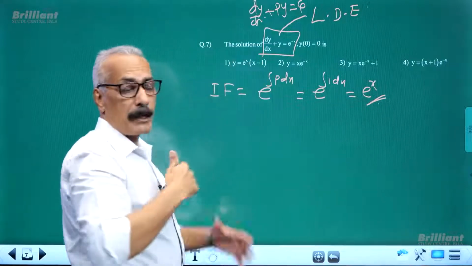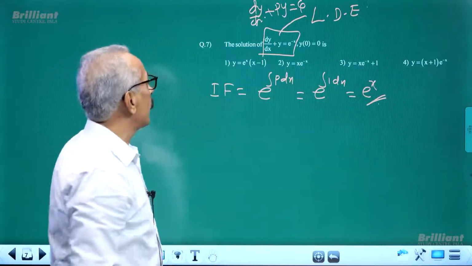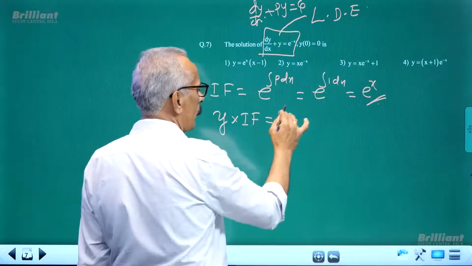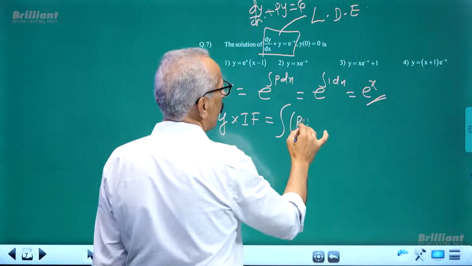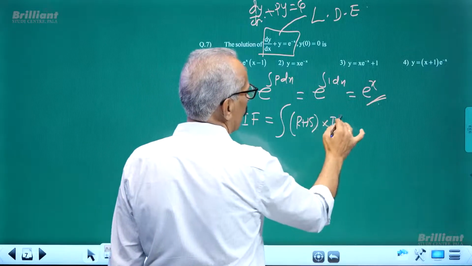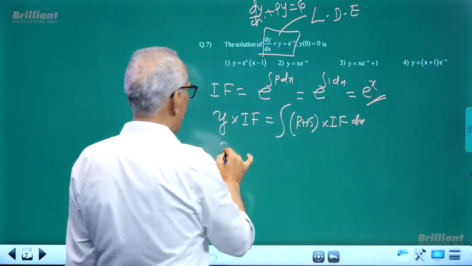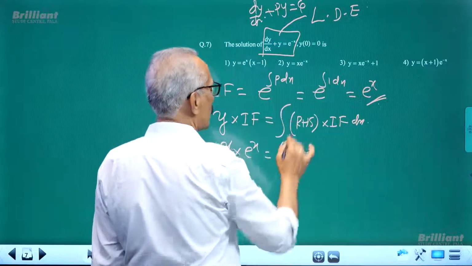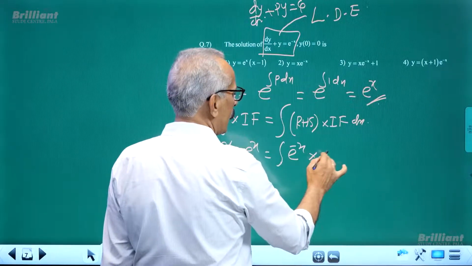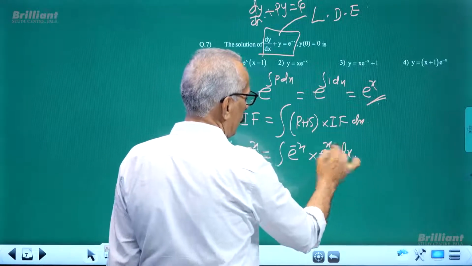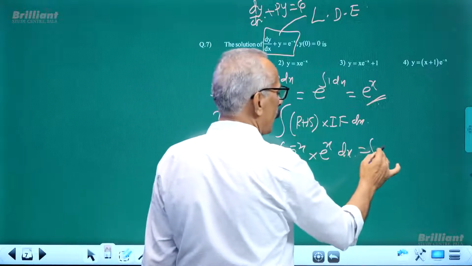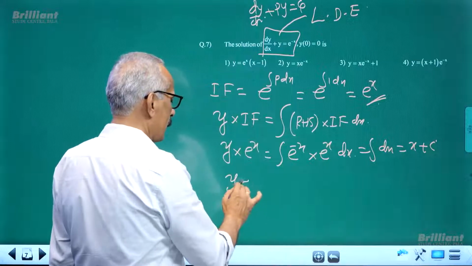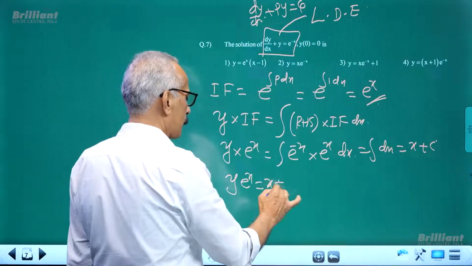Then we multiply both sides by the integrating factor and integrate. Therefore, y into the integrating factor is equal to the integral of the right hand side, q into the integrating factor dx. So y into e raised to x equals the integral of the right hand side, e raised to minus x into e raised to x dx. You know these two cancel, so this is the integral of dx, which means x plus c. So your answer is y e raised to x is equal to x plus c.